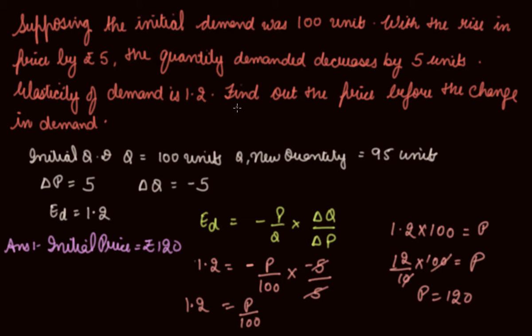If he would have asked find out the price after the change in demand, there is rise in the price by ₹5, means your new price or P1 would have been 120 plus 5, which gives you ₹125. So I hope you have understood this example.